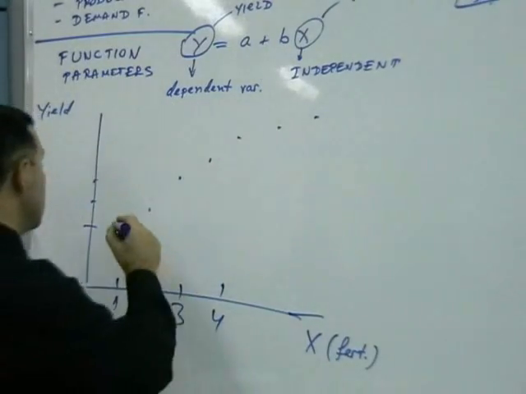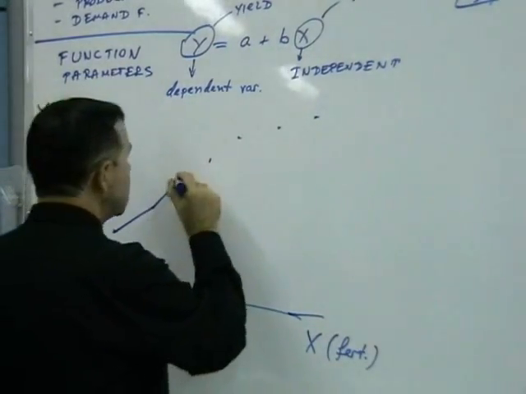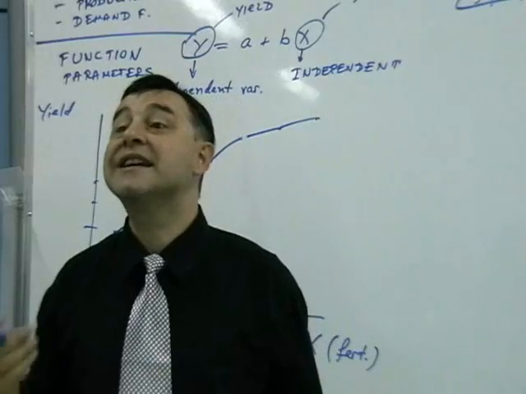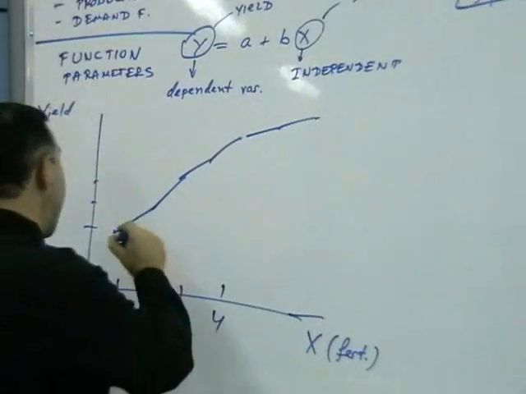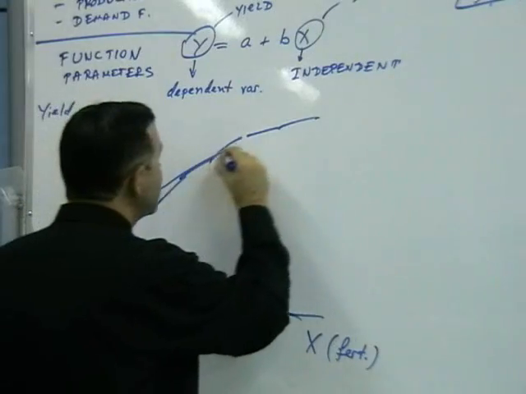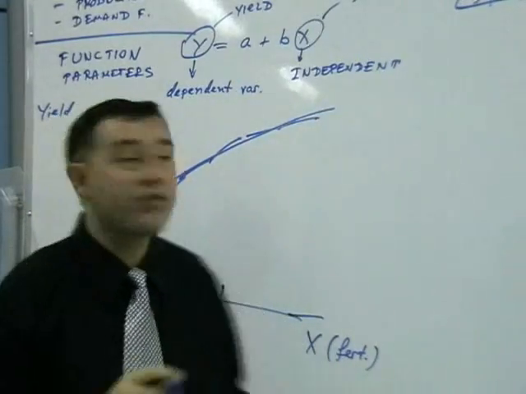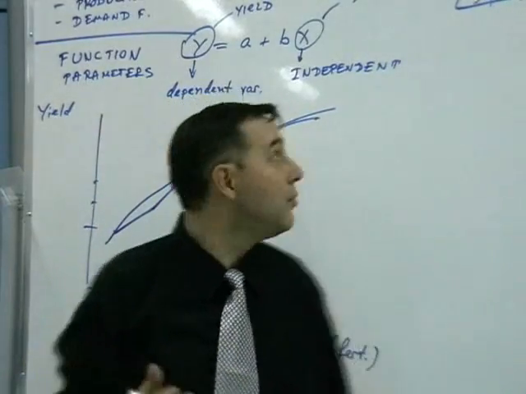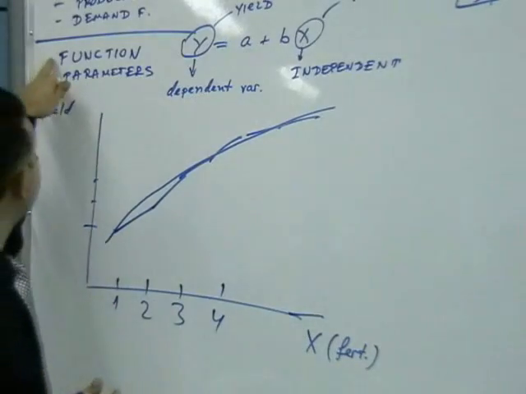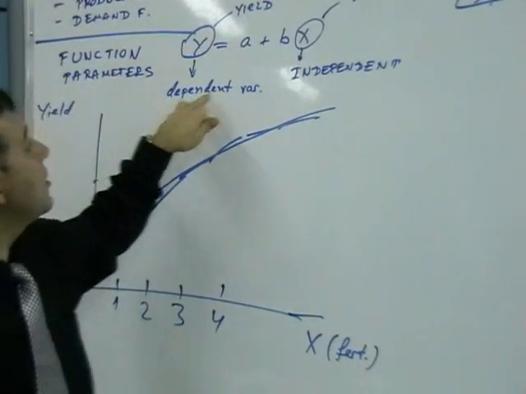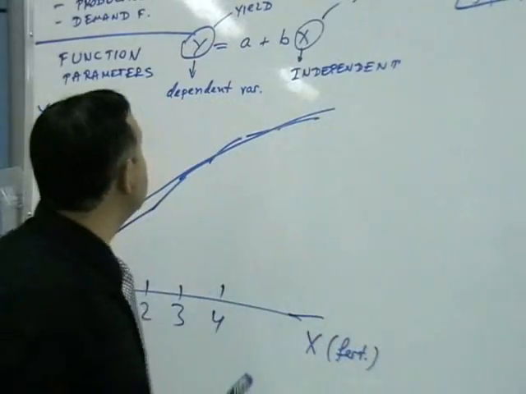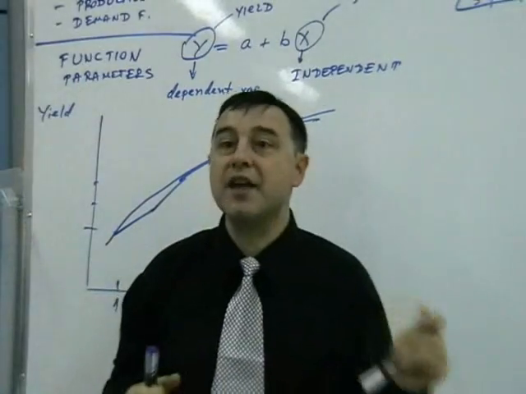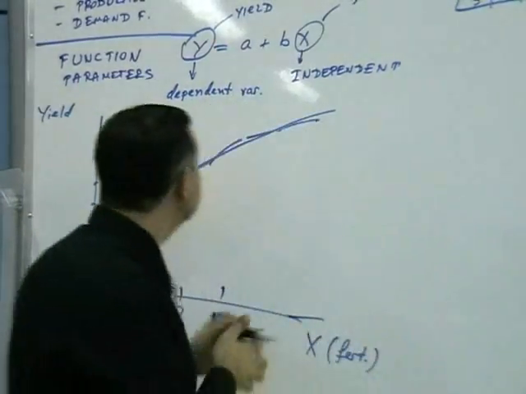Usually the plot is done with straight lines. And sometimes this is known as a scatter diagram. Scatter. And sometimes the scatter may have a smooth curve connecting the points, or as close as possible to the points. So, we said function, we said dependent variable, independent variable. A and B are parameters.